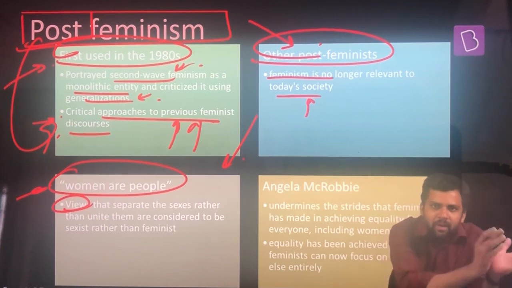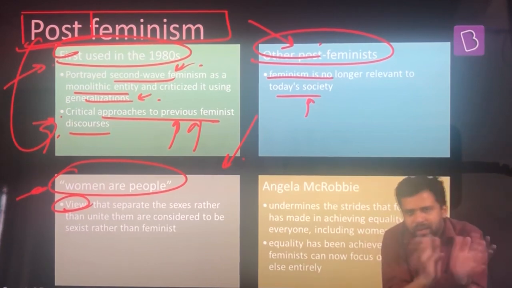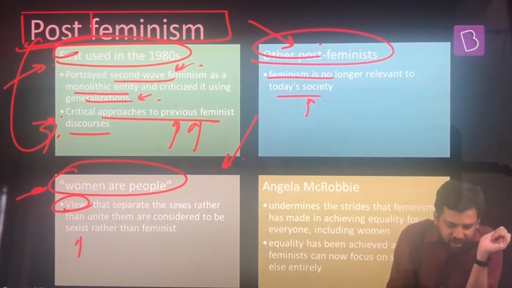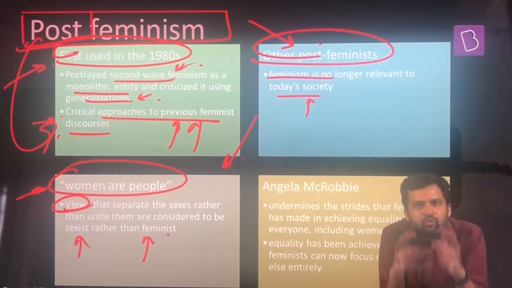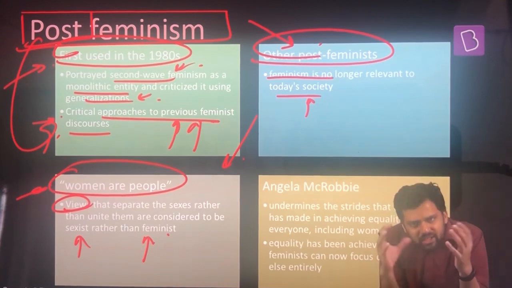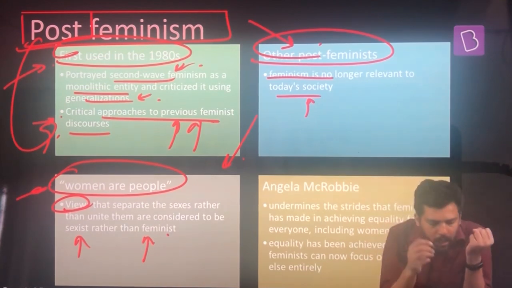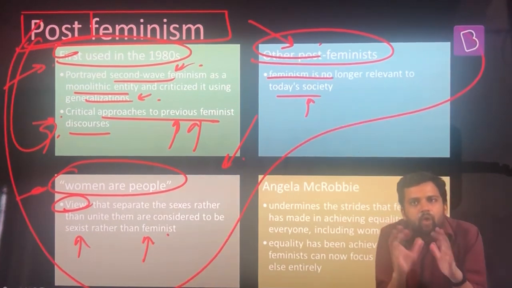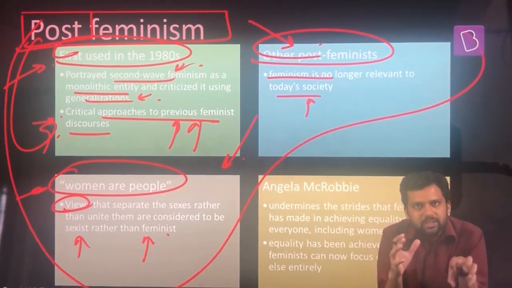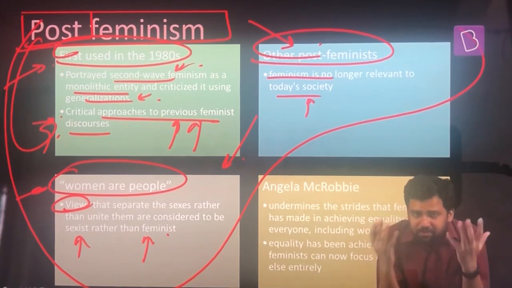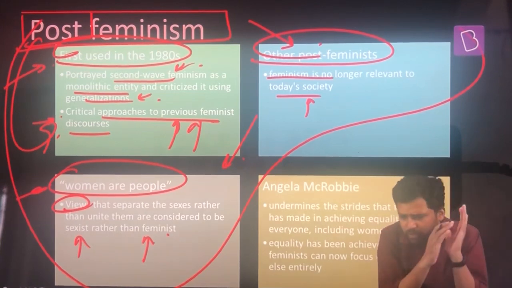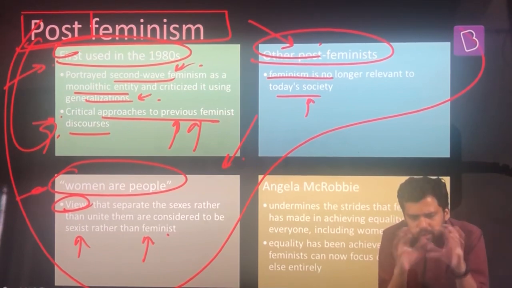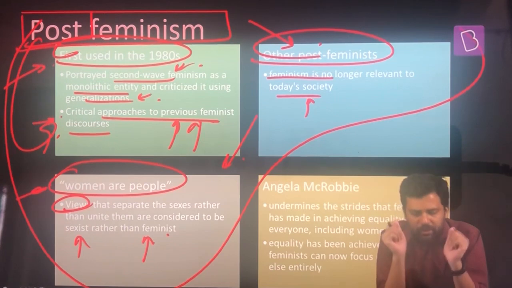They feel that the view which considers women and men, male and female, as different is sexist rather than feminist. So women should be considered as just any other people. Post-feminists believe in these things, or when we say post-feminism, it refers to all these things. Women should be considered as people. Some post-feminists feel that feminism is no longer relevant. Some post-feminism includes all the theories which are critical of feminism.